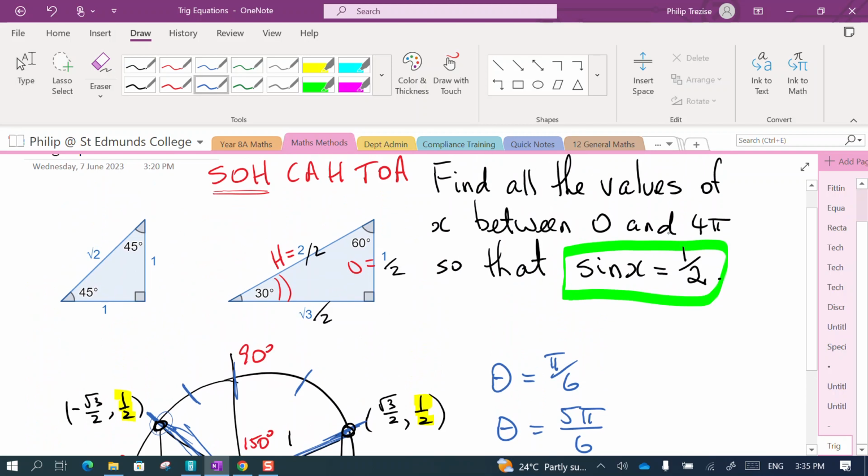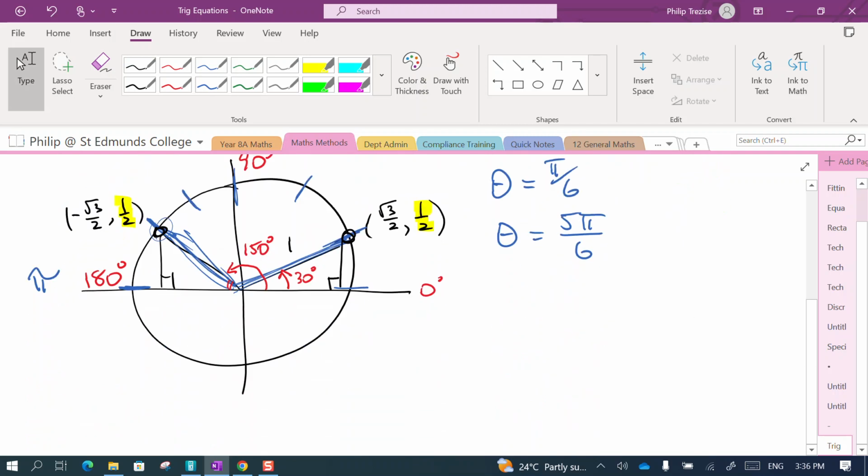They've told us we can go anywhere from 0 to 4 pi. Now remembering that we can have complete rotations, can't we? I could go all the way around and then an additional 30 degrees, couldn't I? So I could literally get the alternative answers by adding or subtracting, but in this case adding 2 pi to the answers I already have.